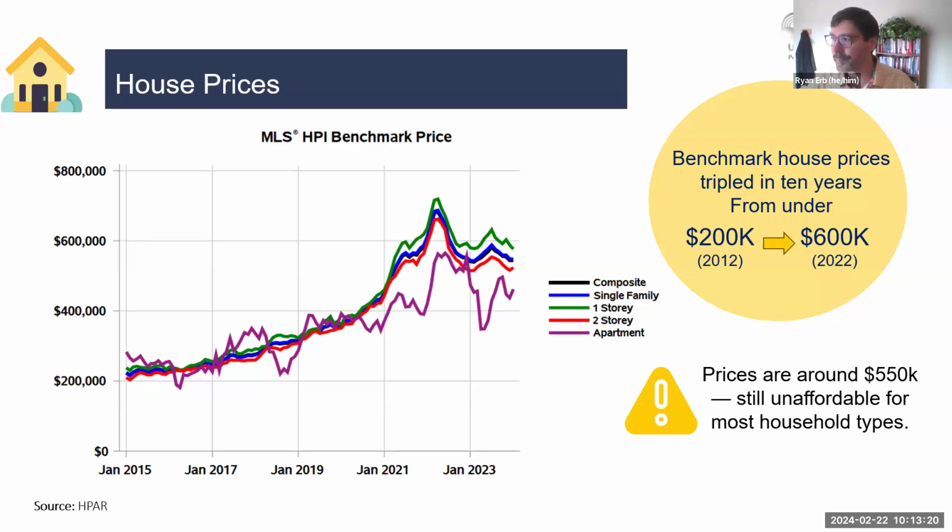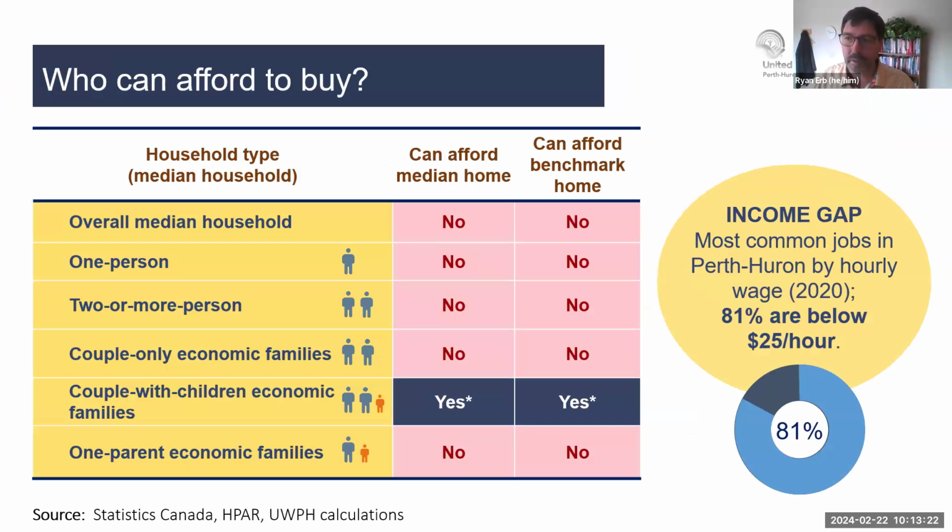When we look at the data in a more granular fashion, we can see that pretty well no one can afford to buy a house. Right? Again, we've been making this point in different ways, but when you look at the overall median household, and when you look at the price of a benchmark home, they can't afford it. A single person can't afford it. Two people can't afford it. A couple can't afford it. A couple with children can sometimes afford it.